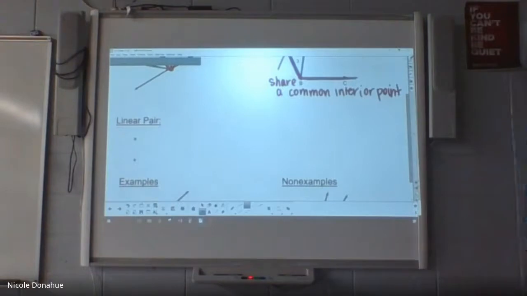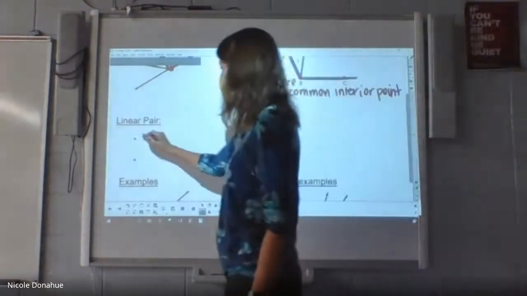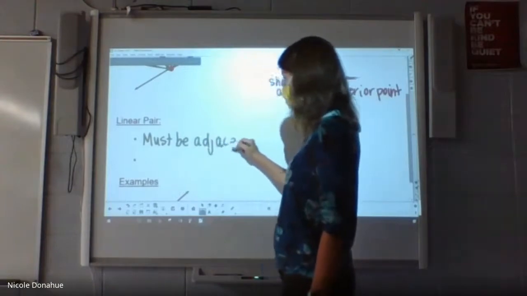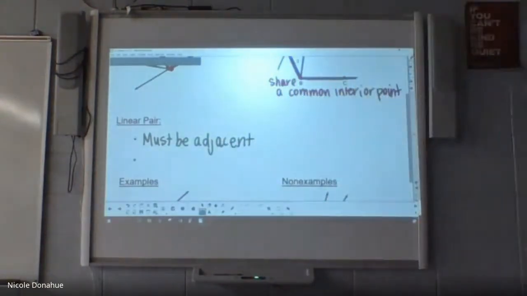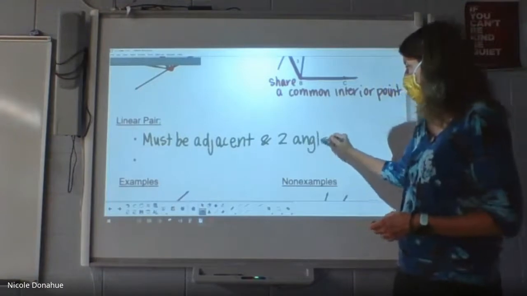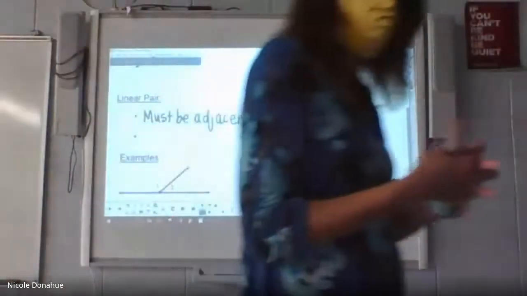So linear pair is our next vocab term. So linear pairs, first of all, have to be adjacent angles. So they have to be touching each other. So they must be adjacent. And there have to be 2 of them. Pair means 2. And then if it's called a linear pair, what do you think is true of the 2 angles together? Name kind of gives it away. Yeah, Will? A 180. Yeah, they make that 180. They make a straight line together. So together they form 180 degrees.